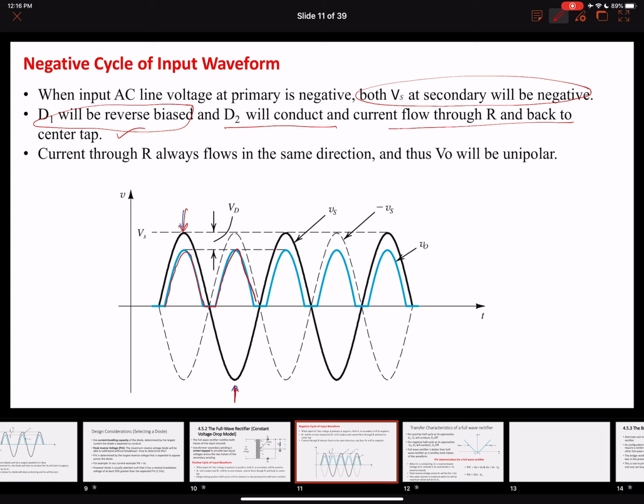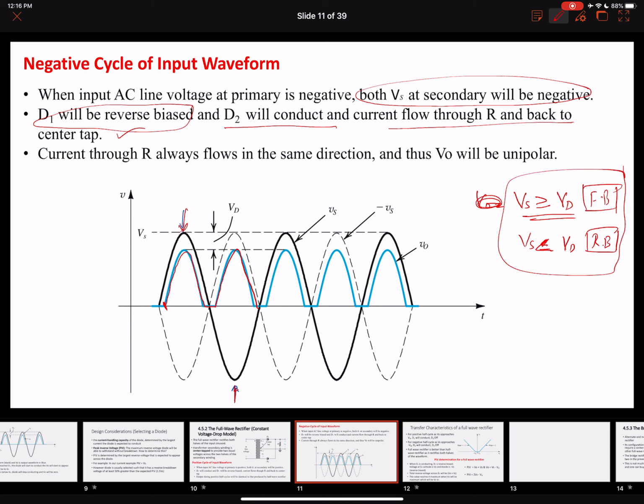And since this is a constant voltage drop model, we saw that our rectification will start to happen when Vs becomes greater than or equal to Vd. When Vs is less than Vd, the diode will be reverse biased, and it will be forward biased otherwise, for any diode. So this is a constant voltage drop model.